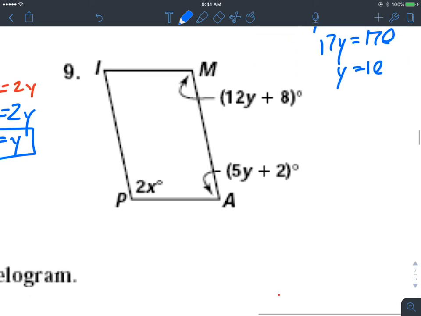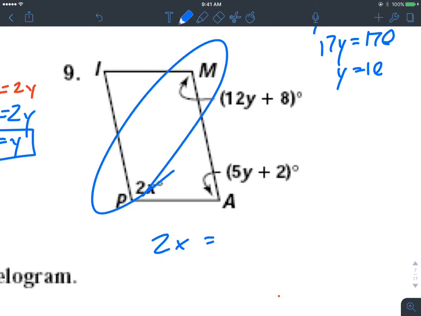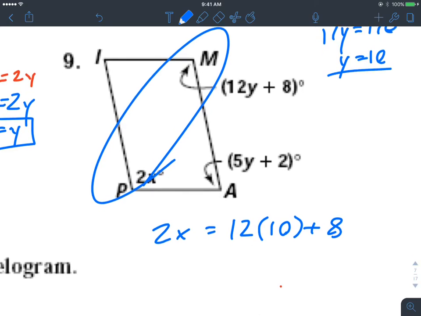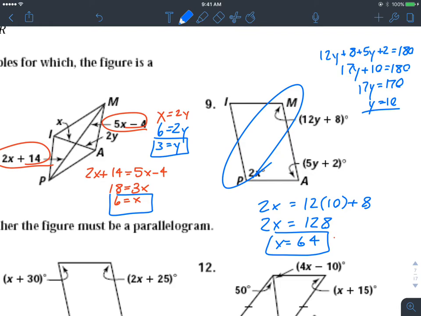Okay. Then after that, there are two different things you can say. You can say that the two opposite angles are congruent, or you can say the two consecutive interior angles are supplementary. In my opinion, I think it might be a hair easier to use the opposite angles. So I'm going to say 2x equals 12 times y, which was 10, and then plus 8. So I'm just setting those two equal to each other and plugging in 10 at the same time. So that's 2x, that's 128 once you get that. So then x, I think it's going to be 64. So a little bit larger of a number there. That should make those two angles congruent.